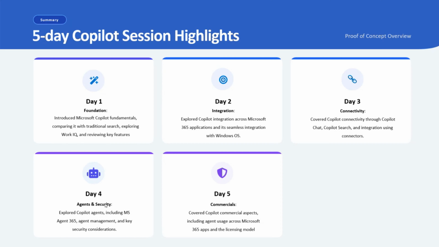Then on day four, we talked about agent and security. We moved into more advanced capabilities. We explored Copilot Agent, including Microsoft Agent 365, and understood how agent can be used to automate tasks and support specific business scenarios. Along with that, we discussed agent management and the importance of security, ensuring that the data access, permission and governance are handled properly while using these intelligent systems.